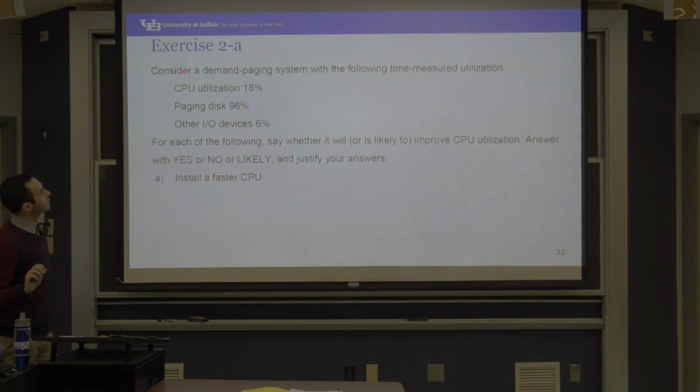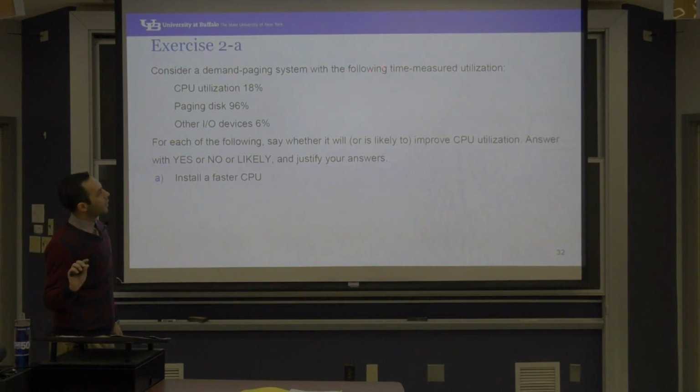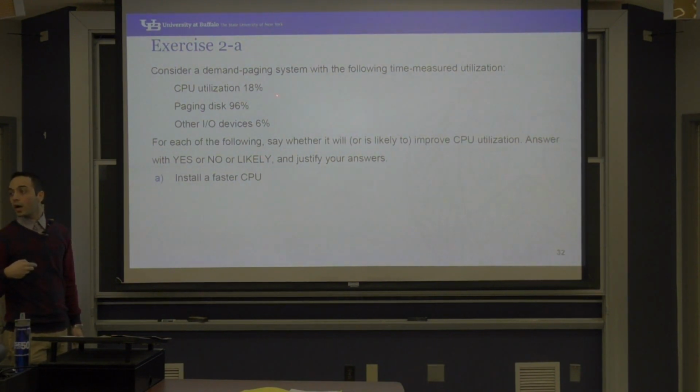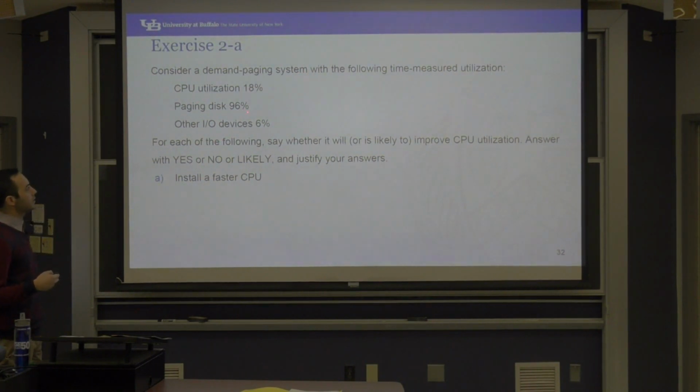So another question is this one. Consider a demand paging system with the following time measure. The CPU utilization is 18%, paging disk is 96%, and other I/O devices is 6%. Okay? So what does that show to you at first sight? It's thrashing. It seems like it's thrashing, right? The CPU is not utilized, but the paging disk is.